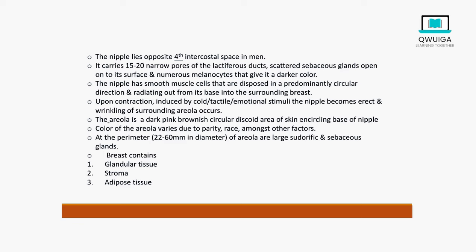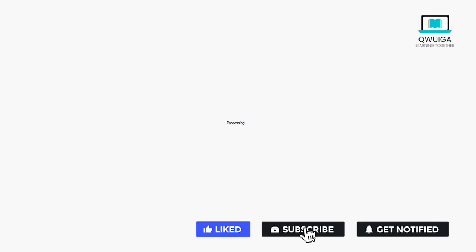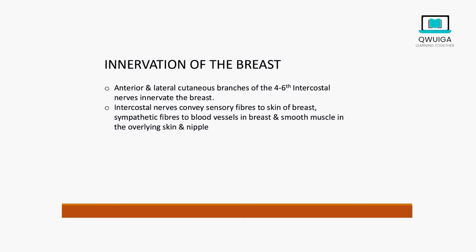The breast contains glandular tissue, that is the lobes and lobules, stroma, which has the ligaments of Cooper, and adipose tissue, which is the fatty deposits in the breast. The breast is innervated by the fourth to sixth intercostal nerves, and these nerves convey sensory fibers to the breast skin and also sympathetic fibers to the blood vessels in the breast and smooth muscle in the overlying skin and nipple.